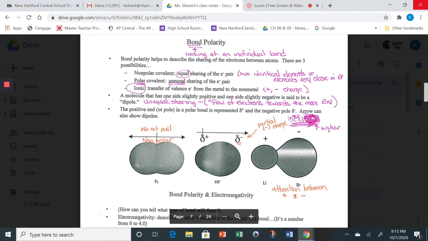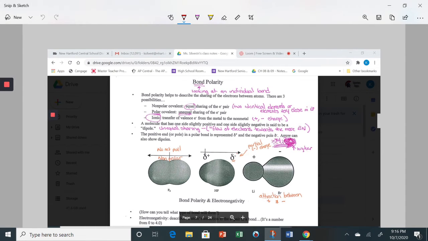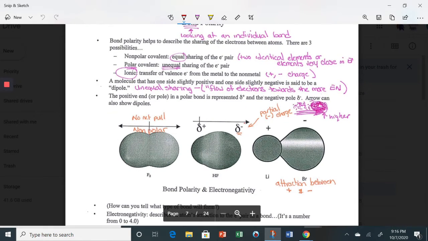Okay, so now we're going to look at bond polarity because we're talking about covalent bonds. And covalent bonds are two nonmetals coming together. And we learned the other day that you can have two nonmetals that are exactly the same, or have very little difference in electronegativity, or you can have ones that have a big difference and they're unequal, or you can transfer your electrons. So we learned all of that the other day. I have the words highlighted here again. So equal sharing for nonpolar, polar is unequal sharing, ionic is transfer. Try to keep that in your head.